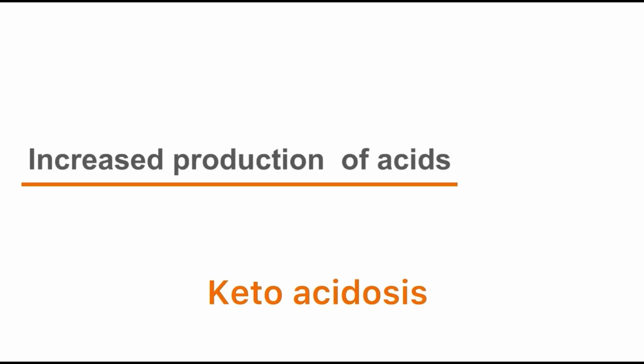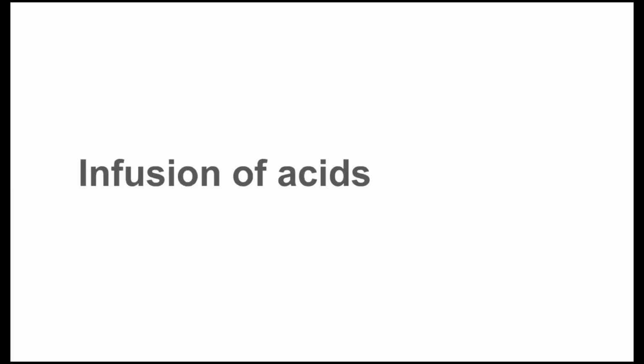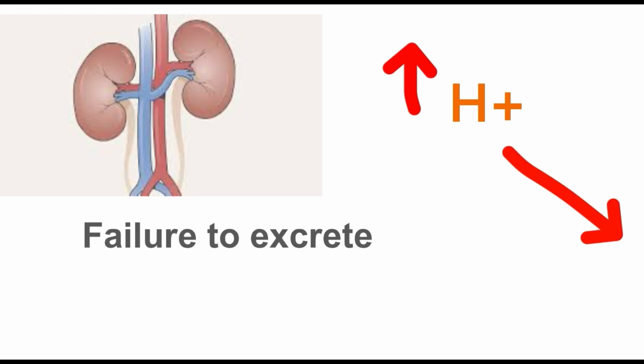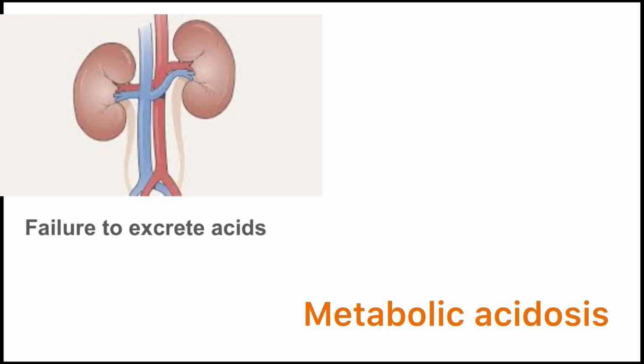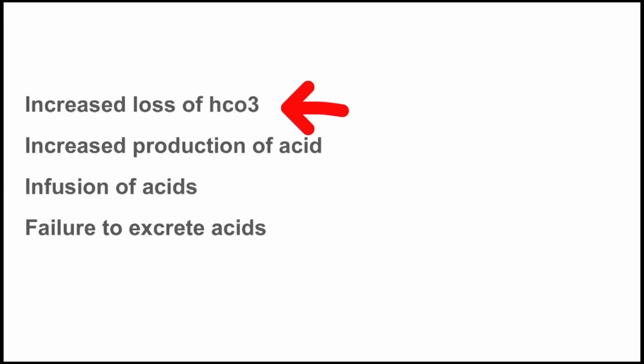In this case, a large amount of acid is added to the blood. Third is the infusion of acid, such as through certain IV medications. And 4, failure to excrete acids, as in renal failure. Normally, hydrogen ions are continuously produced and excreted. If excretion fails, the patient develops metabolic acidosis. So there are 4 main causes of metabolic acidosis: increased loss of bicarbonate, like in diarrhea; increased acid production, as in DKA; infusion of acids; and failure to excrete, as in renal failure.